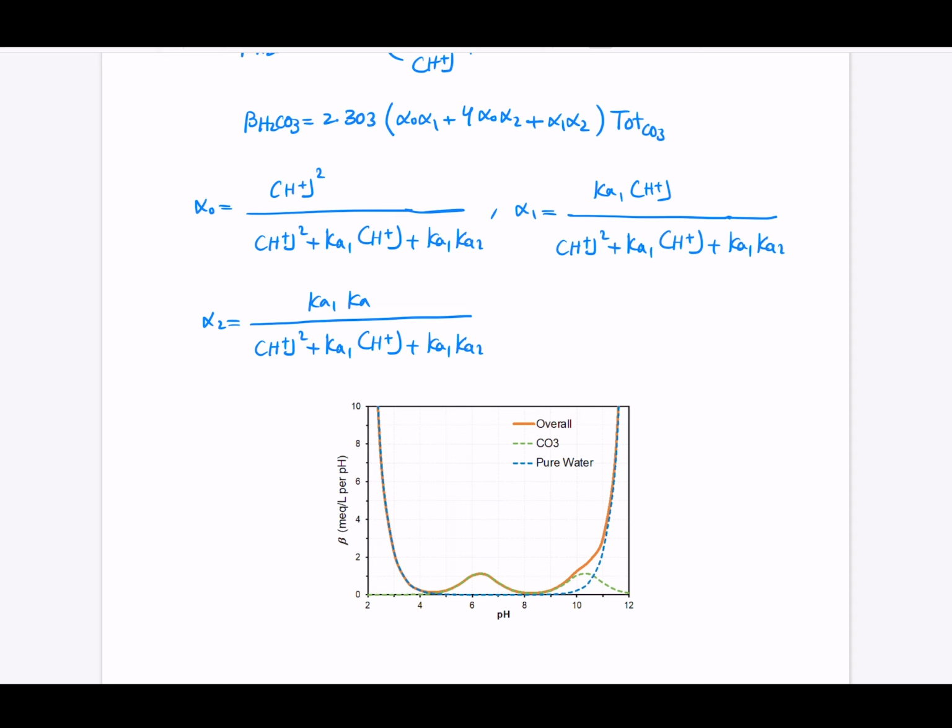So here the process would be the same. We give H plus a value, then we calculate the pH, then we calculate beta. So this would be the x-axis, this would be the y-axis. Here, your spreadsheet is H plus, pH, alpha 0, alpha 1, and alpha 2. Then beta related to water, beta related to acid, and then the combined beta, which is basically the combination of the two.